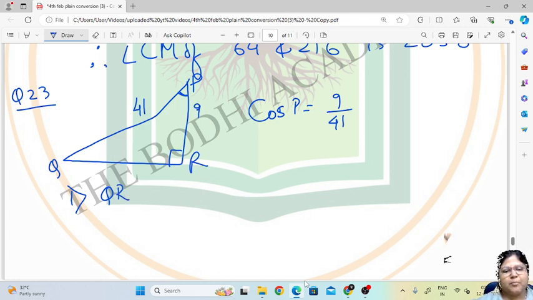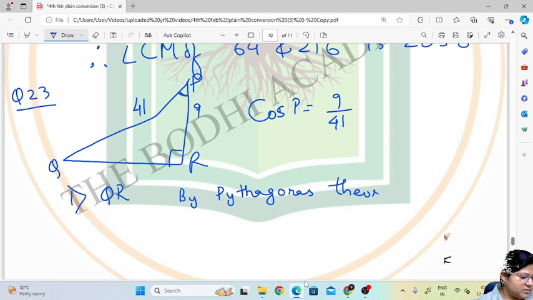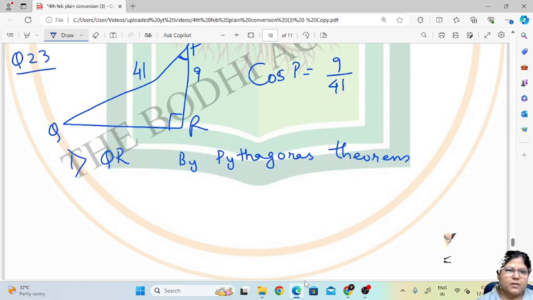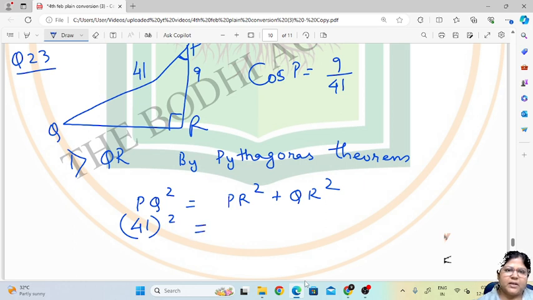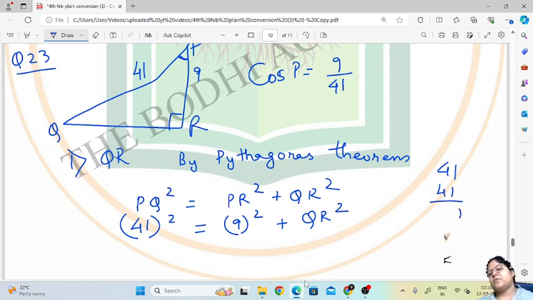For that we will apply the Pythagoras theorem. You will write PQ square equals PR square plus QR square. So PQ square is 41 square, PR square is 9 square plus QR square, where QR we have to find out. So it is 41 into 41. 1 1s are 1, 1 4s are 4, 4 4s are 16, 1681.